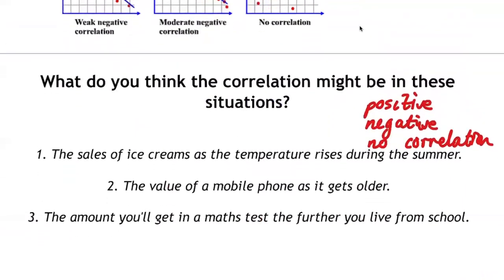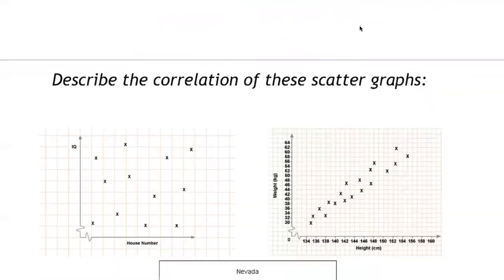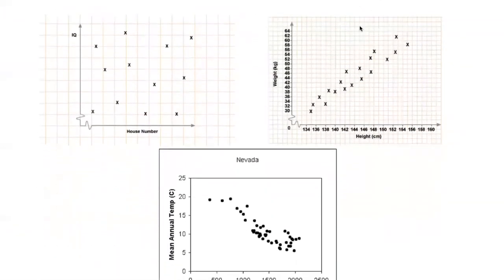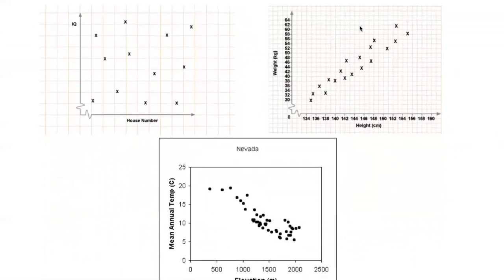So we have positive correlation. The positive correlation is ice cream sales go up as the temperature goes up. So if the two things are going up, that is a positive correlation. The value of the phone, well, the age is going up, but the phone value is going down. So that's a negative correlation. And the final one, there's no link between the scores you're going to get in a maths test, dependent on the distance away from the school. So that would be no correlation. Okay, so now look at these three. Pause the video, decide which of them is positive, which of them is negative, and which of them shows no correlation. Pause the video, and off you go.